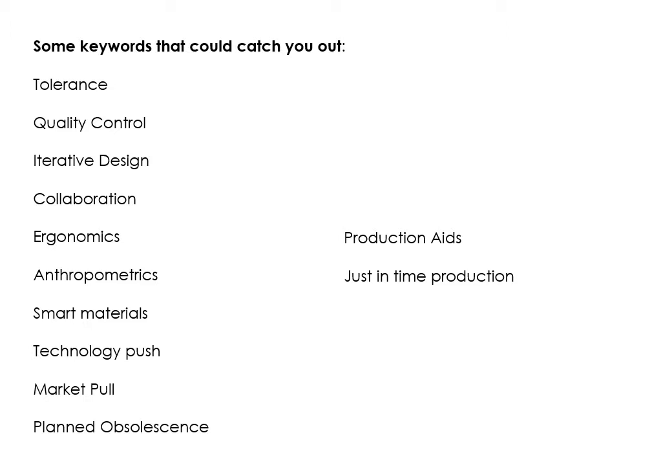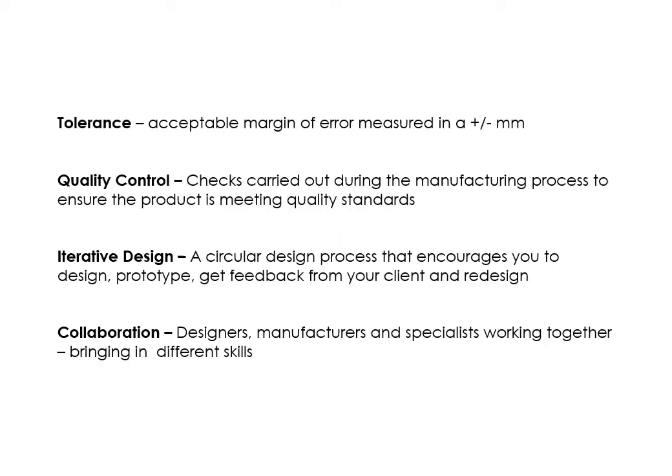So some key words that I'm just going to go through really quickly, to pick out that they could come up in potentially 1 or 2 mark questions or potentially 4 mark questions. So really quickly, just a reminder about what tolerance means, quality control, iterative design, collaboration, ergonomics, anthropometrics, smart materials, technology push, market pull, planned obsolescence, production aids, and just-in-time production or just-in-time manufacturing.